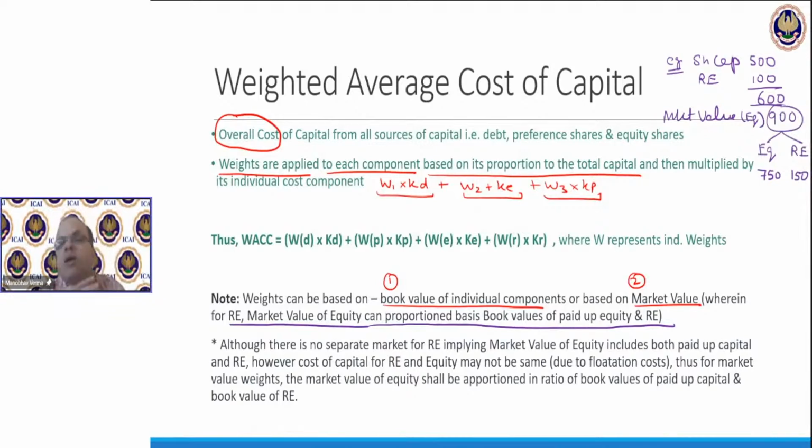Now, it may not make a difference where the cost of equity and cost of retained earnings are the same, because there you can easily even use 600 as a common weight. But it is advisable to have separate weights for all the components, whether it is debt, equity, preference shares, or even retained earnings. So guys, I hope this is clear to everyone. We generally take book value, but when we take market value, you need to understand that market value is for equity, and for the retained earnings, you have to apportion, or allocate, on the basis of the proportion of book values of the equity and the retained earnings.